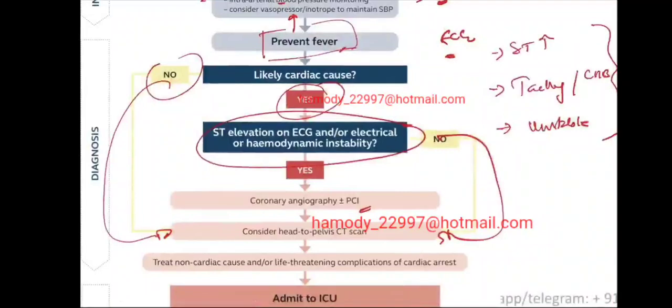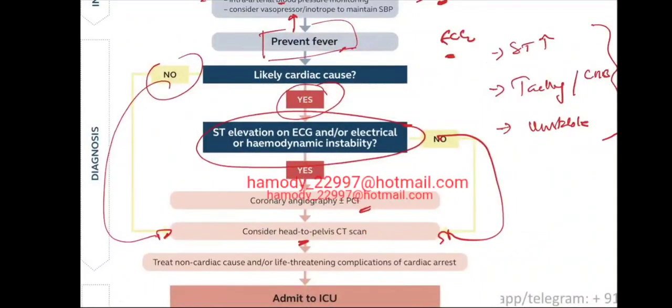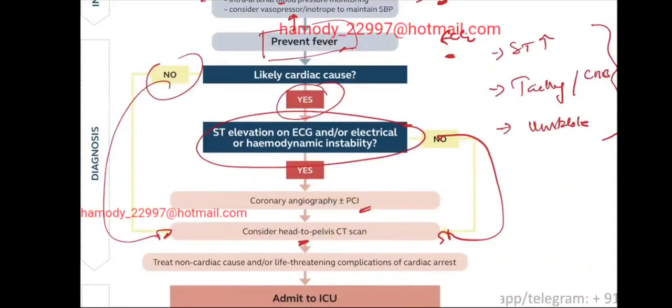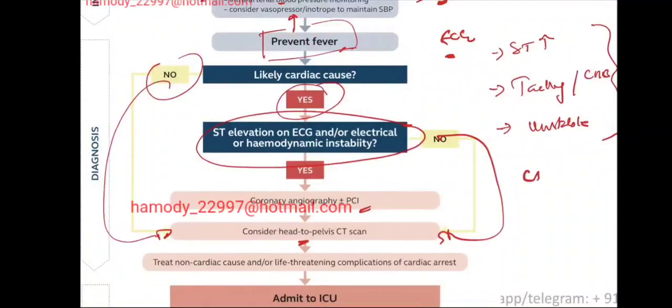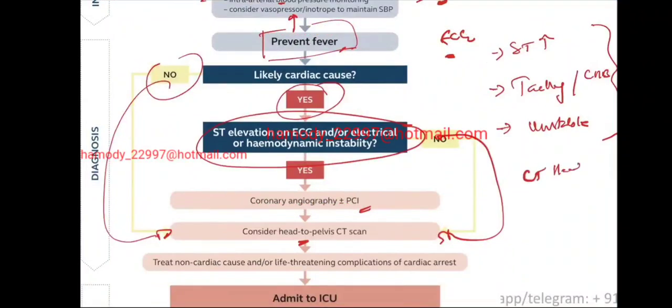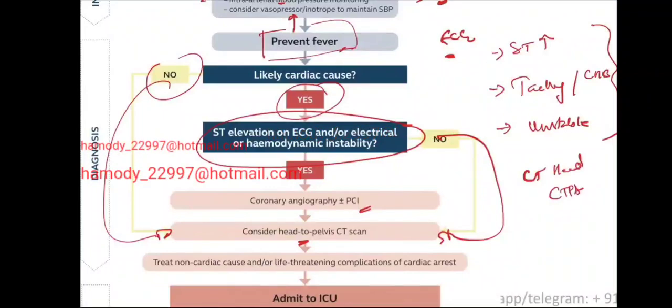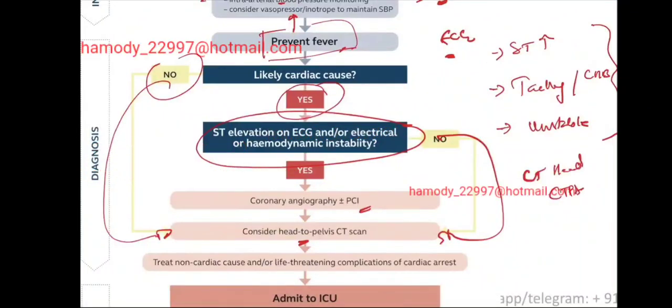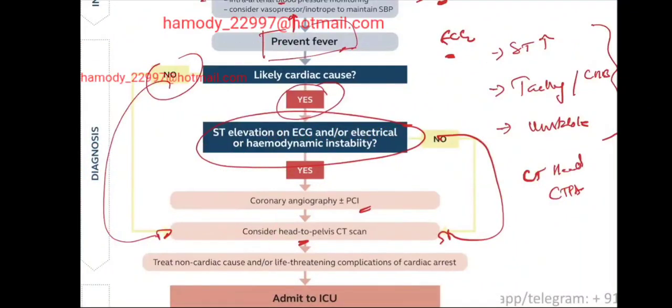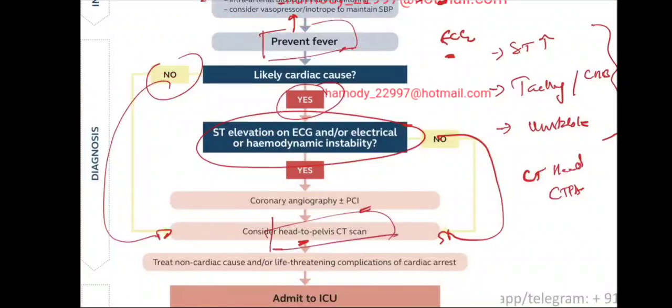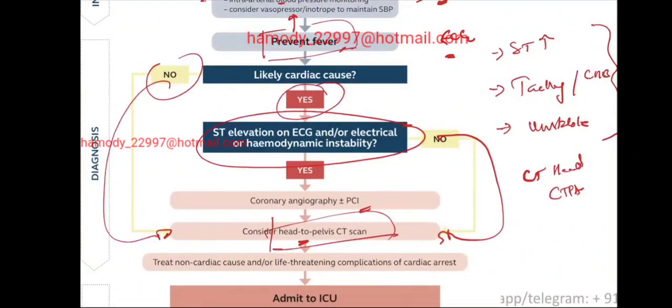Here they say get a head to pelvis CT scan, a complete scan from head to pelvis. Previously it was recommended to get a CT head and consider a CTPA, that is CT head and CT chest. Here they want you to scan completely from head to pelvis, including everything.